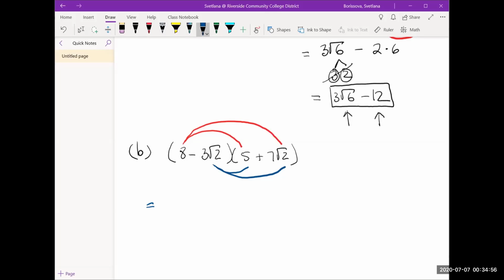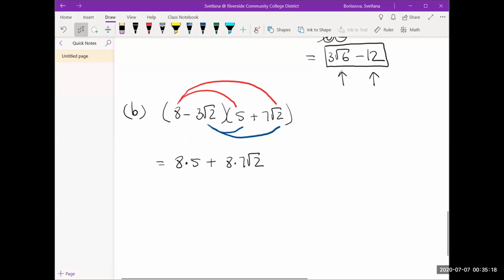So first, we'll have to do 8 times 5. 8 times 5 is 40. Since it's our first example like that, let me write this all out. 8 times 5. Then I have to multiply, so plus 8 times 7 square root of 2. In the future, we can skip that step, but for now, let me write it out.